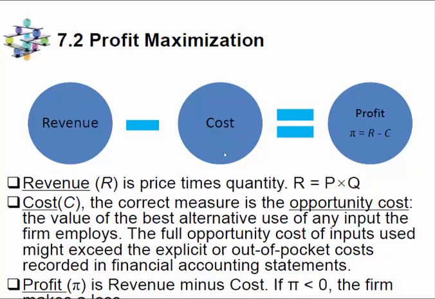And then the cost should be the opportunity cost. It is not the accounting cost. It is not the explicit cost. It's the so-called implicit cost, including the opportunity cost of all the inputs used in the production. Then the profit is the difference. If the profit is negative, then the firm is losing money. And as we all know, the firm tries to maximize the profit, make it positive, and make it as big as possible.